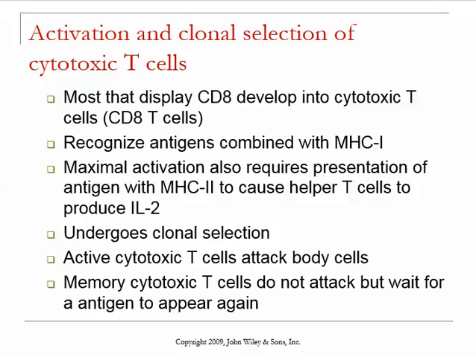Once they're activated, they undergo clonal selection, and it makes two types of cells: the active cells that attack body cells that have that MHC1 antigen combination, and memory killer T cells that don't attack, but they wait for that antigen to appear again. So they wait for a second round of that infection, encountering that infection again in the environment.